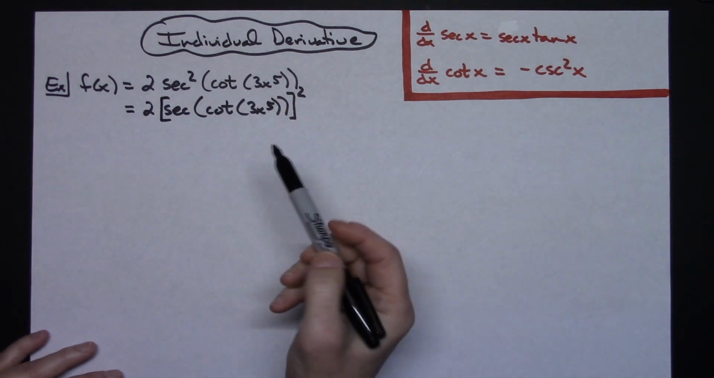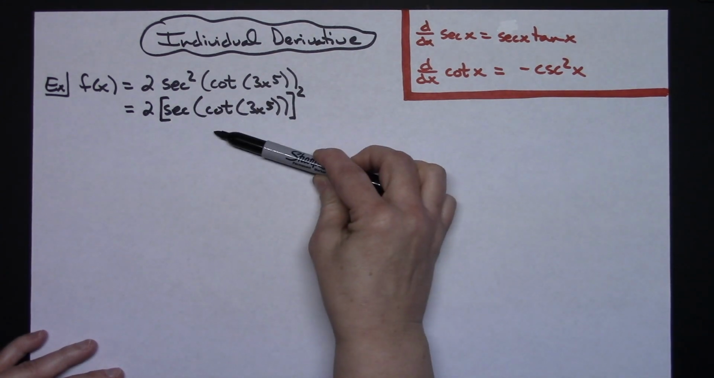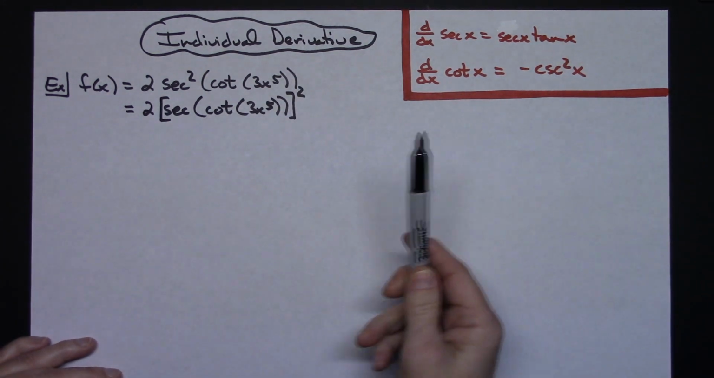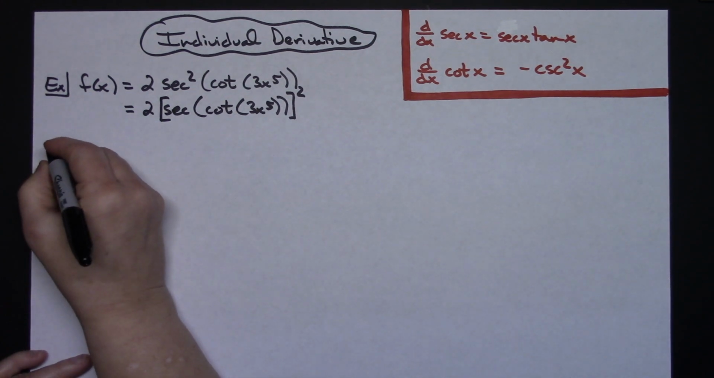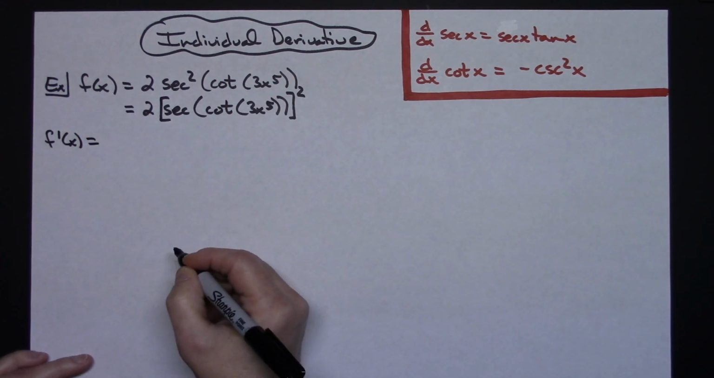What that does is that allows you to see, oh, I have an inside function right here. I also have something being raised to that second power, so I've got the outside function, so that's going to be where my first chain is. I'm going to come all the way over here because I think this is going to get kind of long. We're going to now take our derivative, so f prime of x.